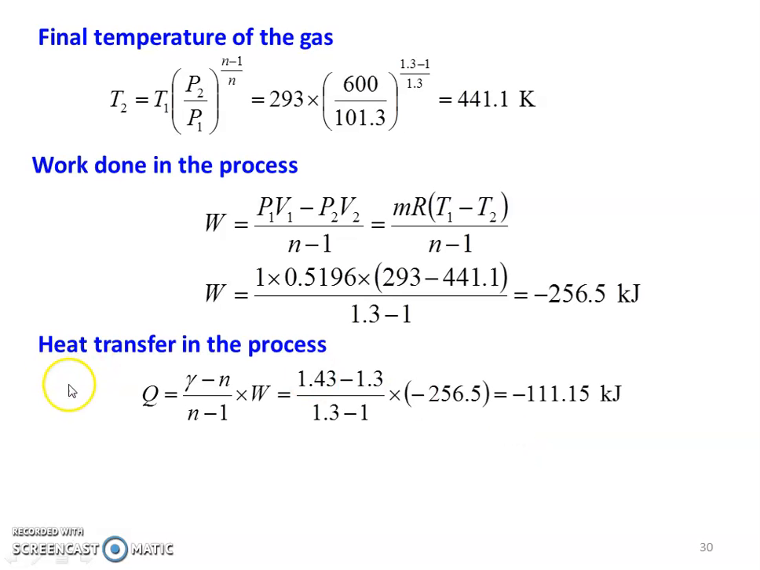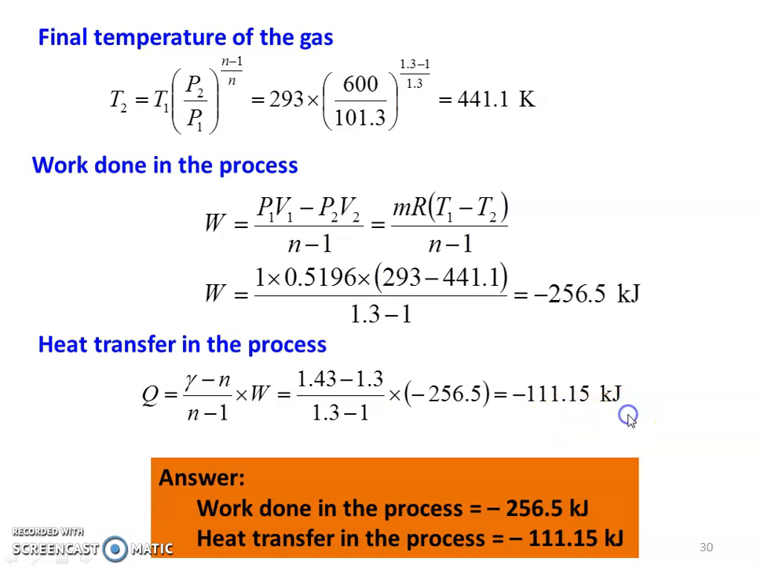Then heat transfer for the process, Q, for a polytropic process, Q equal to gamma minus n divided by n minus 1 into work done. So, 1.43 minus 1.3 divided by 1.3 minus 1 into minus 256.5 equal to minus 111.15 kilojoules. So, the answer to the problem: work done for the process is minus 256.5 kilojoules and the heat transfer in the process is minus 111.15 kilojoules.